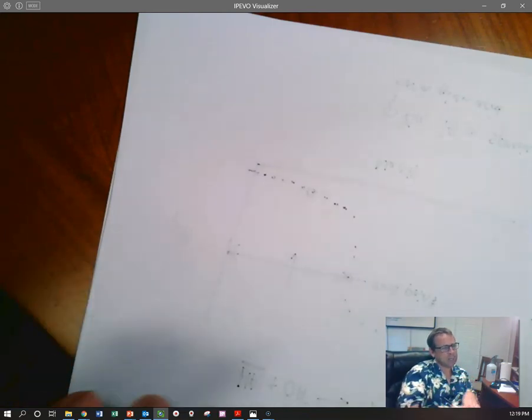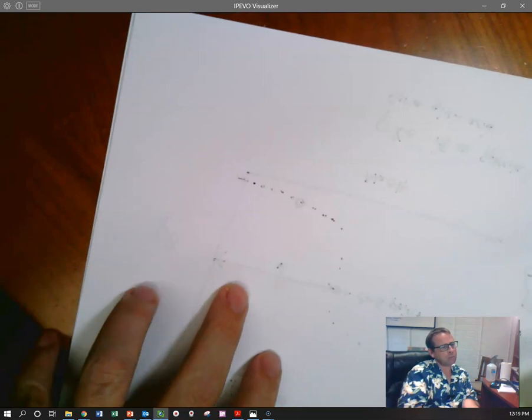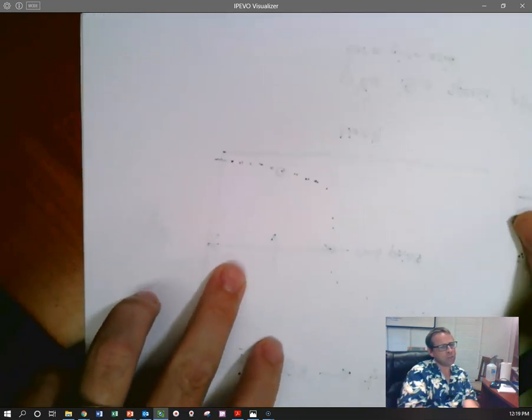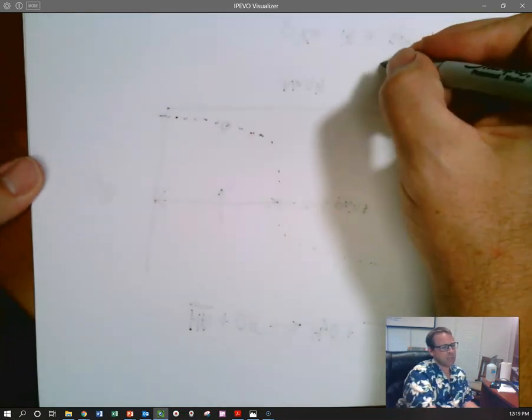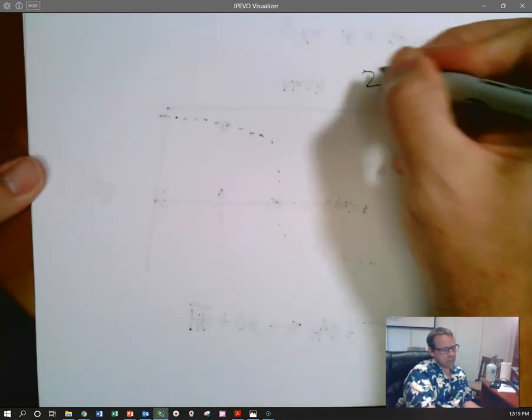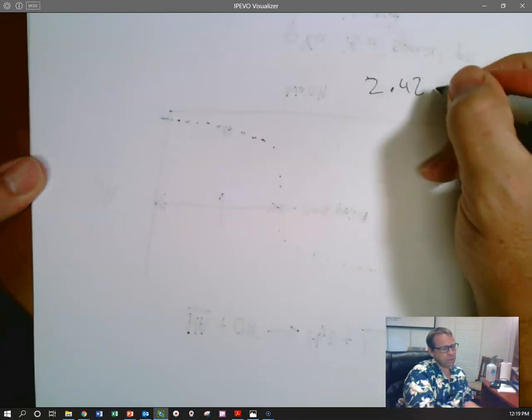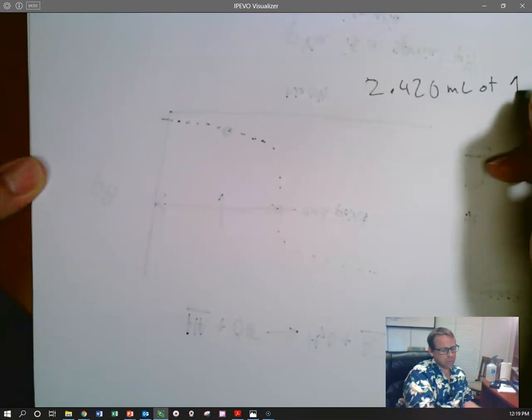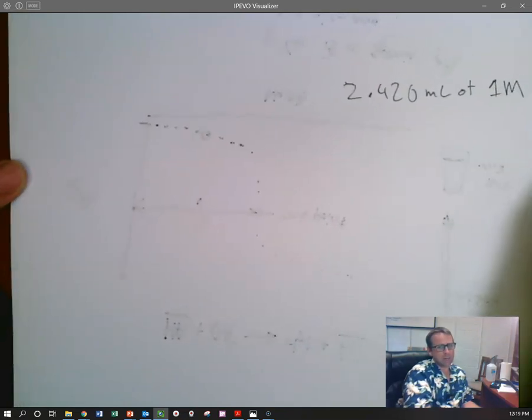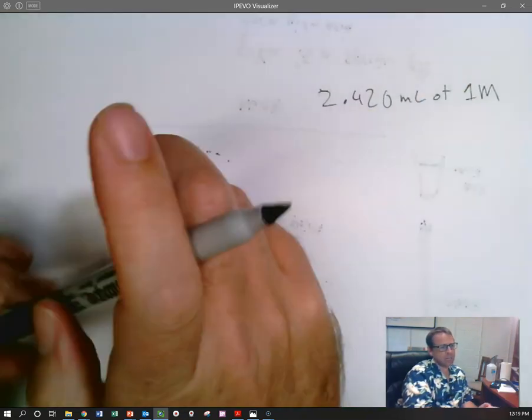Yes, sir. And it says right there 12.420 milliliters in the 250 milliliter flask. You see that part? Yes. And we started off with 10 mils, correct? Yes, sir. So at 2.420 milliliters of the 1 molar, right? Mm-hmm. We got to our pKa.